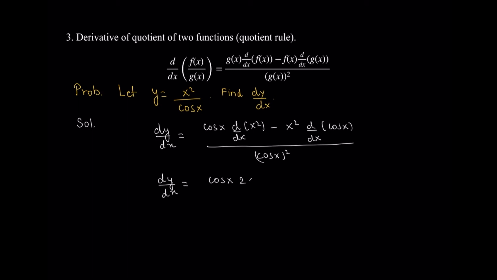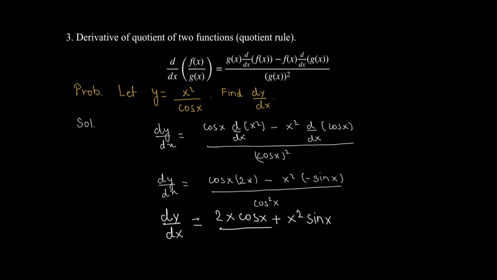Now it's going to be simply cos x, the derivative of x squared is 2x, minus first function, that is x squared, and the derivative of cos x is minus sine of x. We haven't done this proof, but you can try the first principle to prove that the derivative of cos x is minus sine of x. And again, the expression is divided by cos squared x. So simply dy upon dx equals 2x cos x plus x squared sine x upon cos squared x.